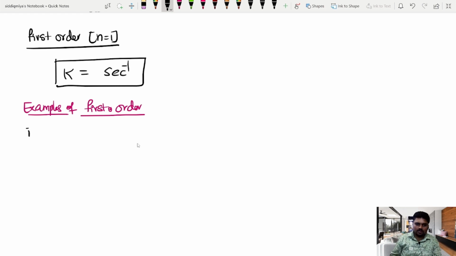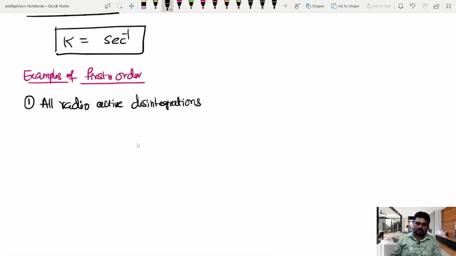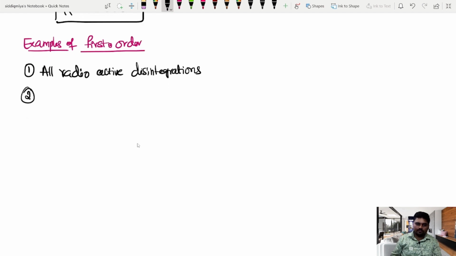So the first one: all radioactive disintegrations. All radioactive disintegrations will follow first order. The second one we have is dissociation of a peroxide. Hydrogen peroxide will dissociate to give H2O plus O2. This is also the best example for first order. And the third one, hydrolysis of ester.